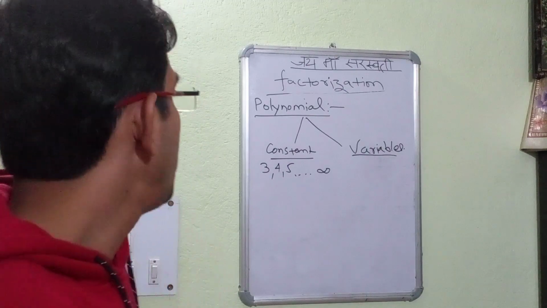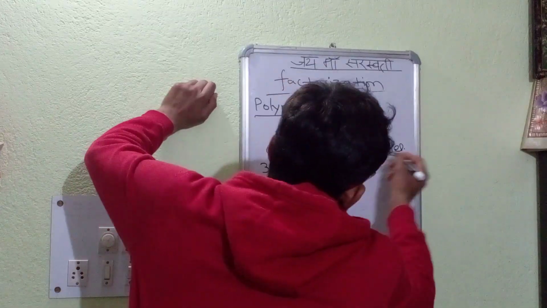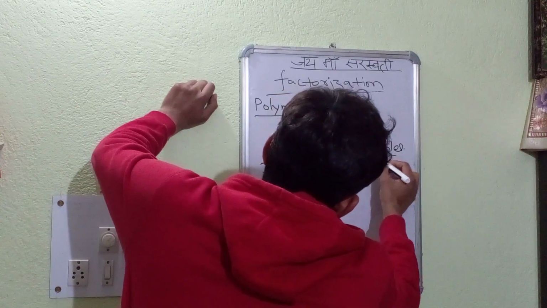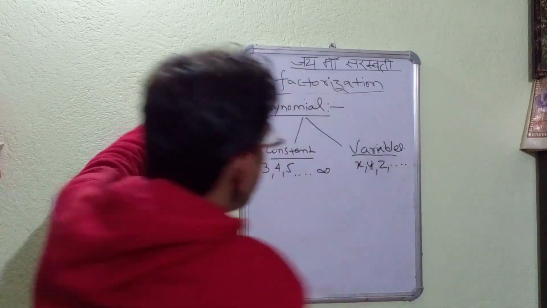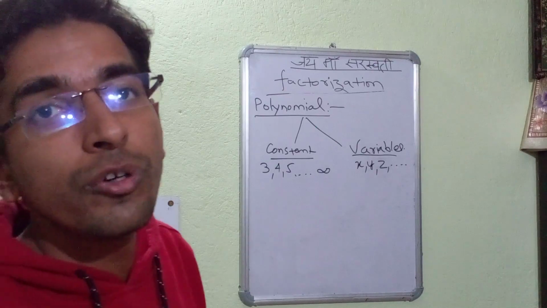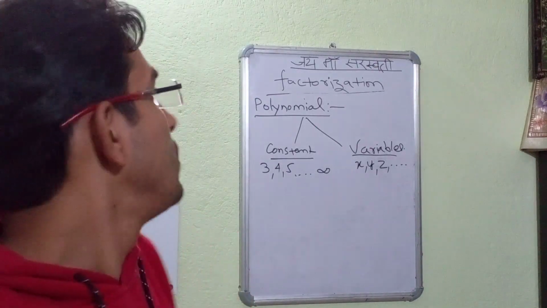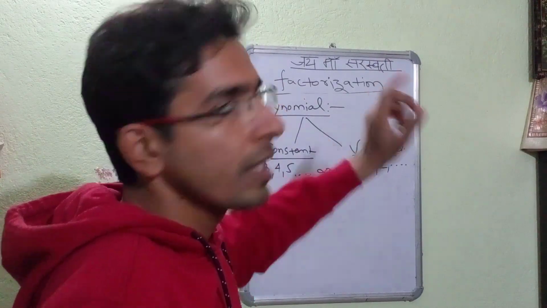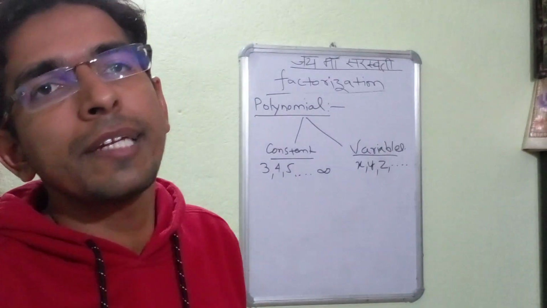That is constant. If we switch over to the variables section, suppose we take x, y, z, etc. The variables are those whose values are changing. So x, y, z are termed variables. So how do we get a polynomial?